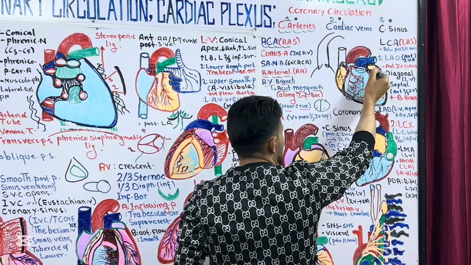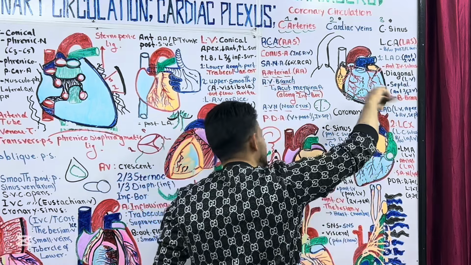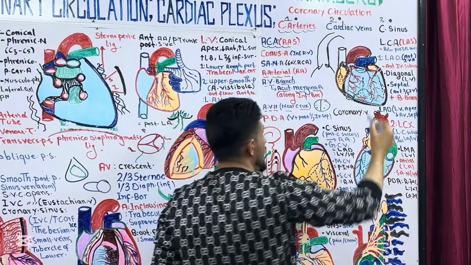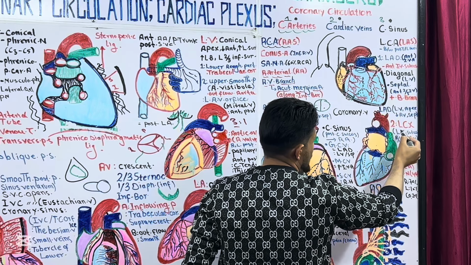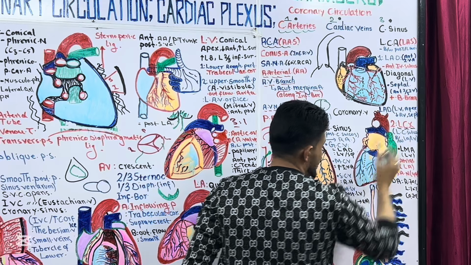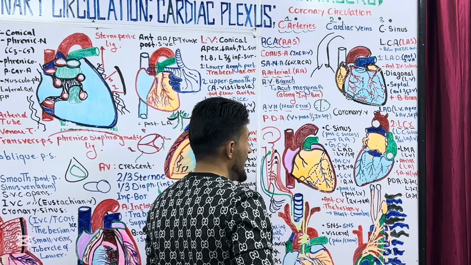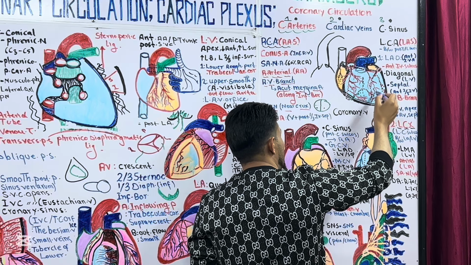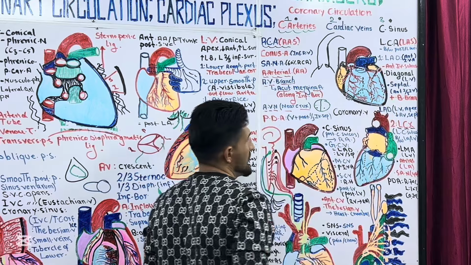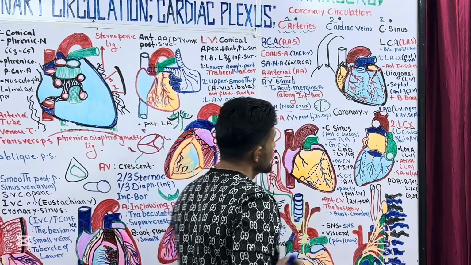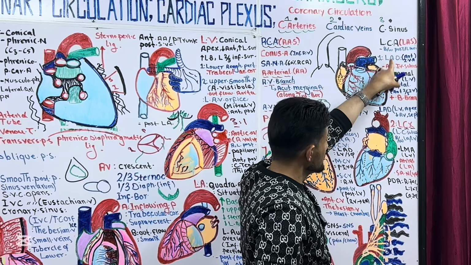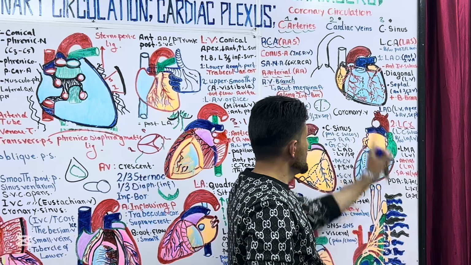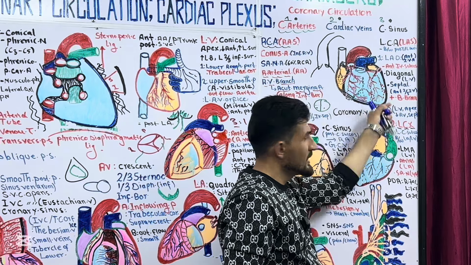One part circles the heart and goes back to the posterior part of the heart. This is called circumflex artery or left circumflex coronary artery. Another part directly comes to the anterior part of the heart, or descends to the anterior part of the heart. This part is called left anterior descending coronary artery. Left anterior descending means downward.